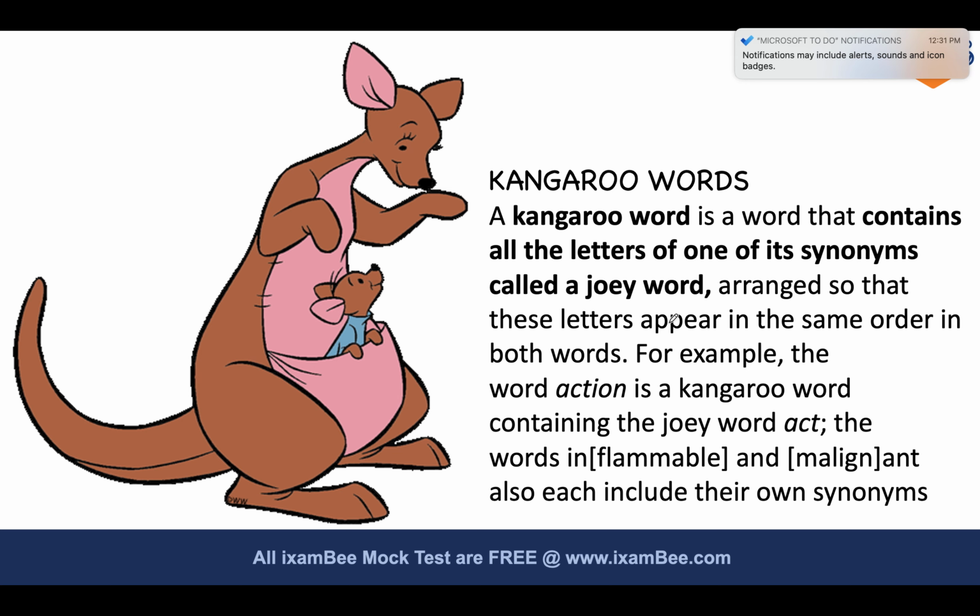And it's called a joey word. Why is it called a joey word? A joey is a baby kangaroo, right? So just the way a joey is hidden inside the mommy in the pouch, similarly, the synonym is hidden inside the word. For example, the word action. Take a look at the word action. This is a kangaroo word. And why do I call it a kangaroo word? Because if you remember the word action, you will be able to identify the synonym. It's hidden right here, act. Right? So it contains the word act.